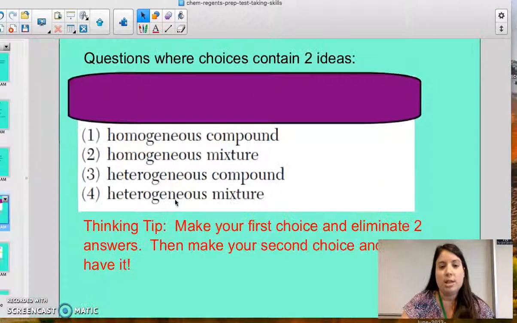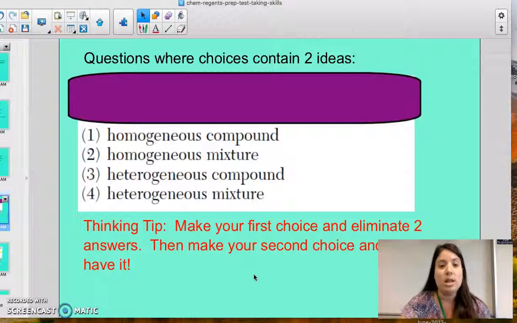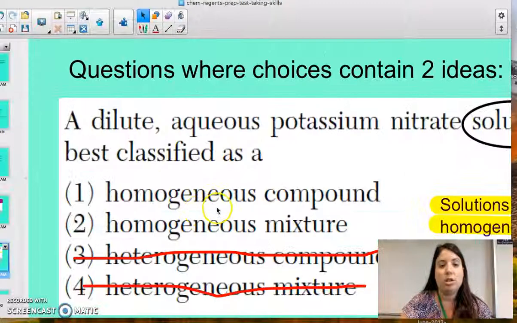One of the things that I want you to see is that you can sort of start to think about the answer to the question before you even read the question. So if you look at these choices, this is a question that's testing two ideas at one time. What you want to do is make your first choice and then eliminate two answers, then make your second choice. So first decide, in this case, if homogeneous or heterogeneous is the correct adjective, and then decide if it's a compound or a mixture based on your decision. So let's take a look at the question.